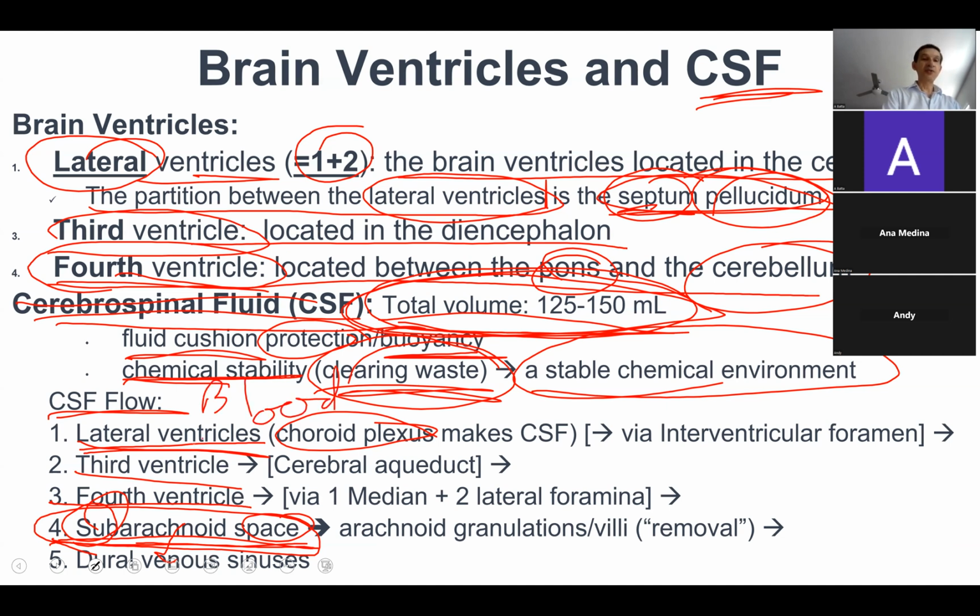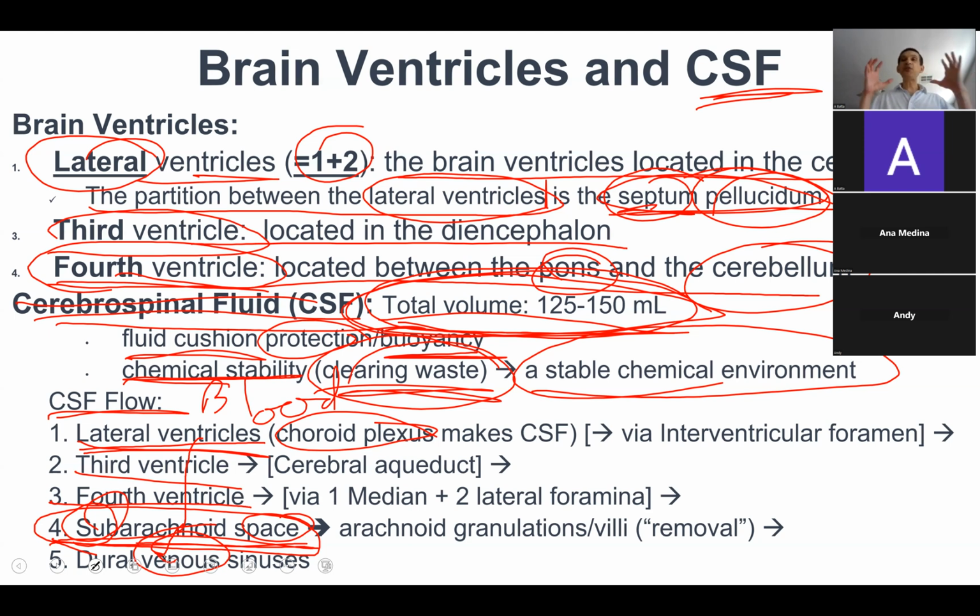And then it goes down the route back to the blood. Now this is venous blood, okay? So CSF is made from the arterial blood and flows to the venous blood vessels, the dural venous sinuses.